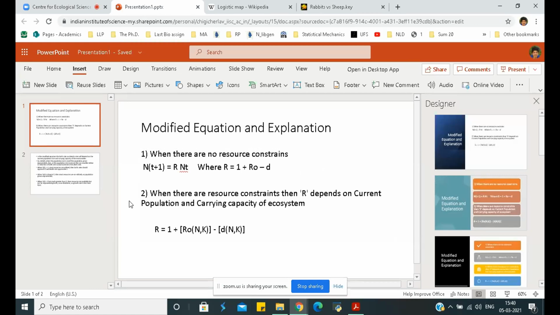I can see. So basically what we wanted to do is make the growth rate, that is R, the net growth rate, which depends on the birth rate and death rate, a function of the current population. As the population increases, either your growth rate decreases or your death rate increases. So we wanted to change the form of R. Now it will be dependent on N and K. Both the birth rates and death rates will be a function of N and K.